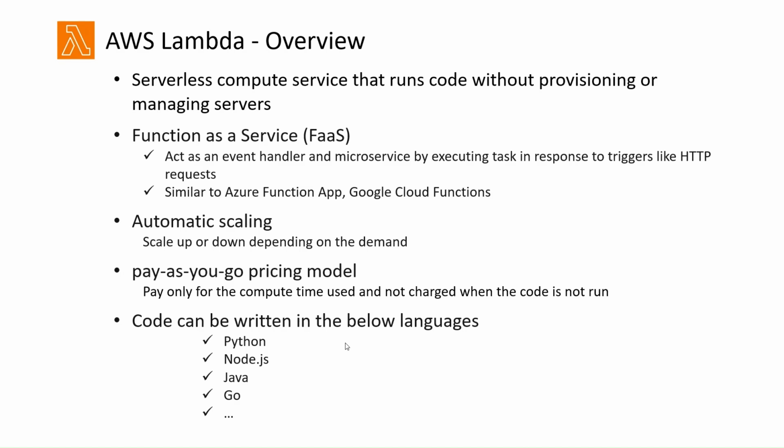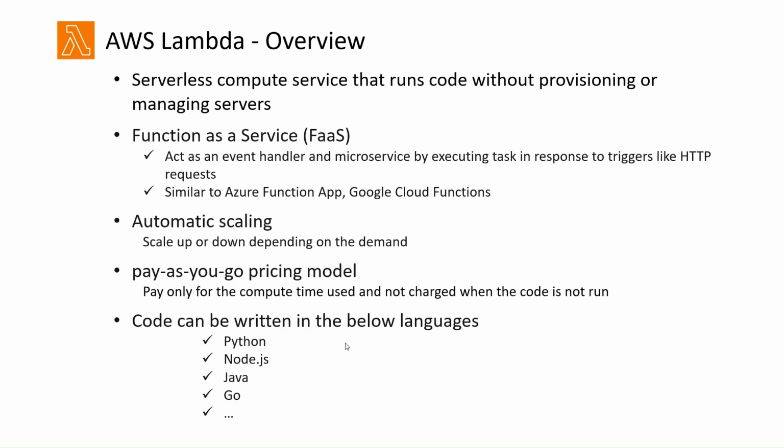Next, function as a service. That is, it acts as an event handler and microservice, executing tasks in response to triggers like HTTP requests. AWS Lambda is similar to Azure Function App and Google Cloud Functions.